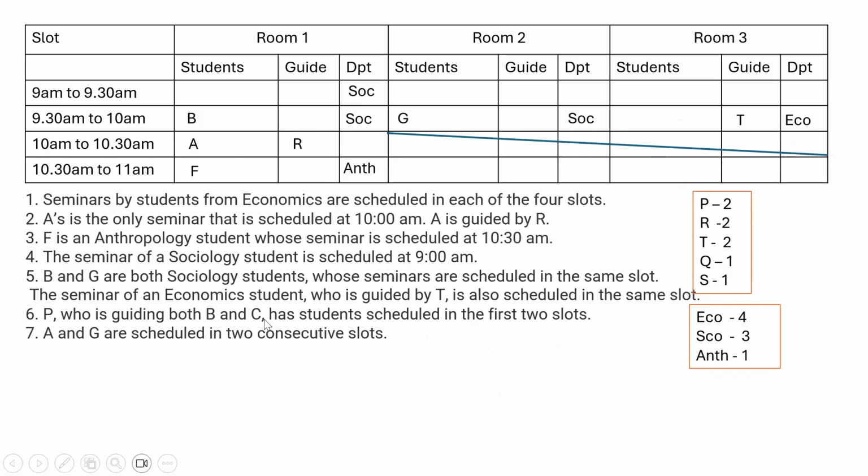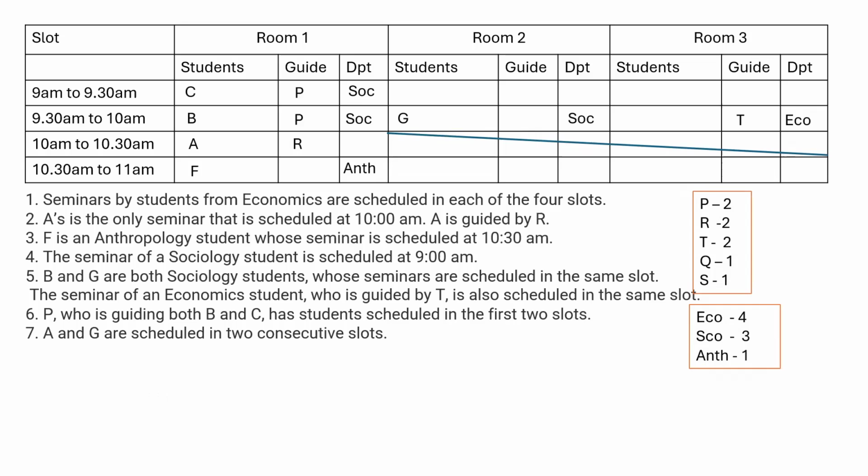P, who is guiding both B and C, has students scheduled in the first two slots. So here we know that P is guiding B. In the second slot, you can see B is there in room 1, so P will be this guide, and C will also be guided by P, and it is mentioned that they are in the first two slots. So C will come here and P will come here. P will be guide. B and C are sociology students and they will be in the first and second slot. So we have fulfilled this condition also, and this is what our table looks like now. So last piece of information: A and G are scheduled in two consecutive slots. So yes, they are already in consecutive slots.